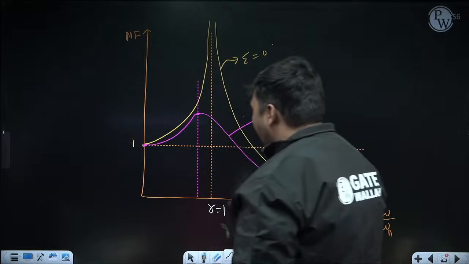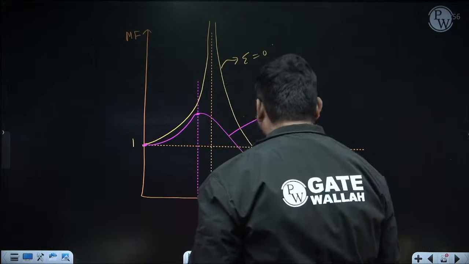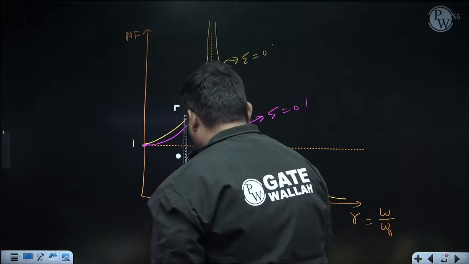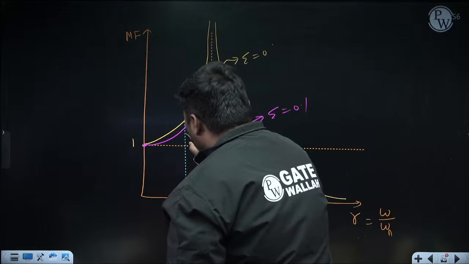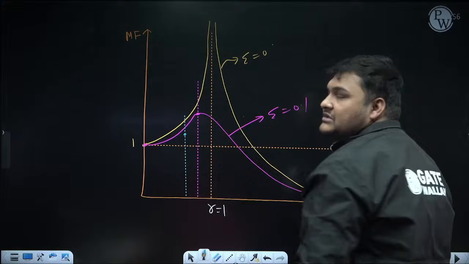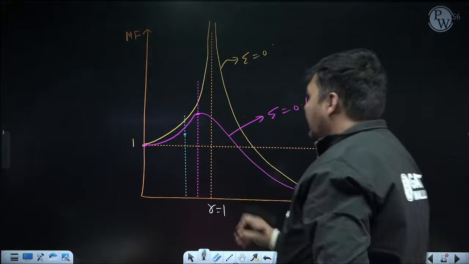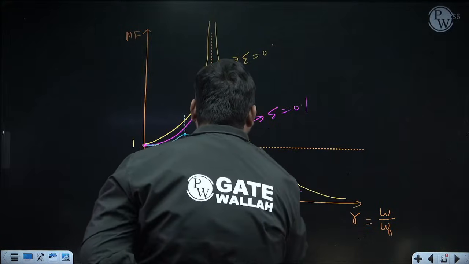So the value of r at which MF is maximum will move more towards the left side of r equal to 1. Now the value of MF max will reduce further. Suppose I am getting MF max here. It will be less than this, but it will be greater than 1. So from this to this, MF will increase. After that, MF will decrease.